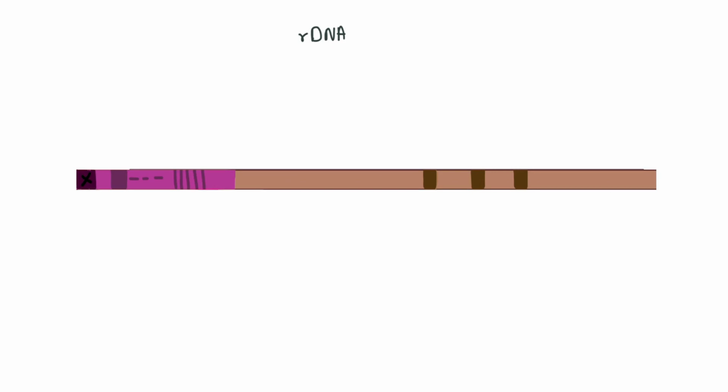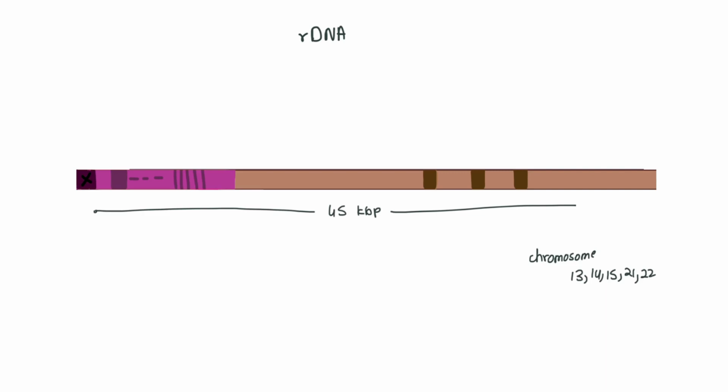Now let's take a look at the structure of the rDNA molecule. A typical rDNA is quite big. The length of a typical rDNA is about 45 kilobase pairs, and it is mostly situated on chromosomes 13, 14, 15, 22, and 21.